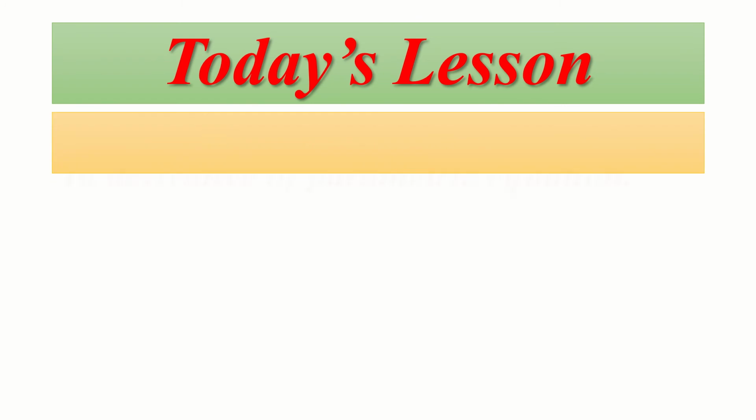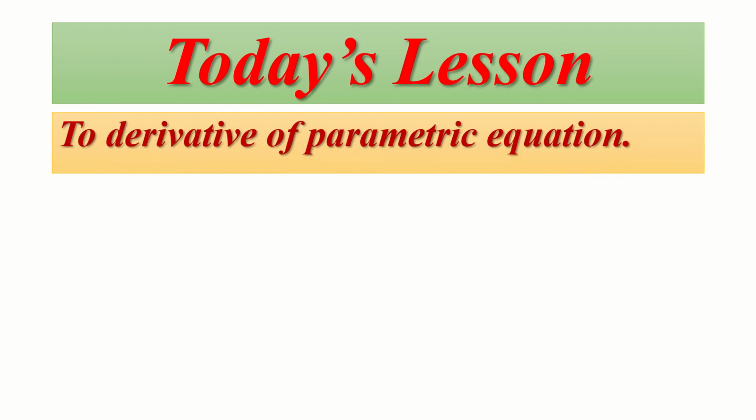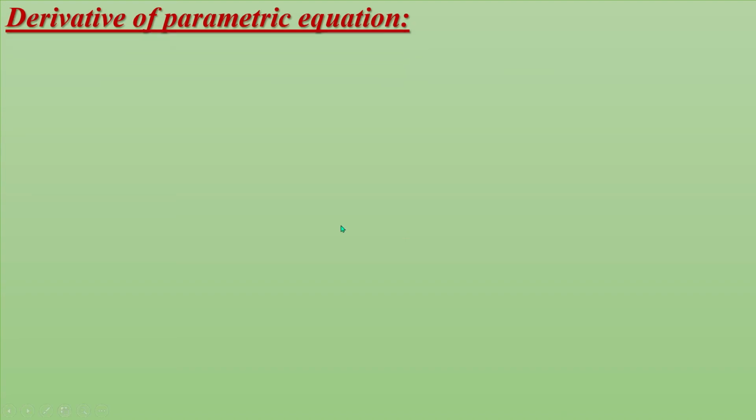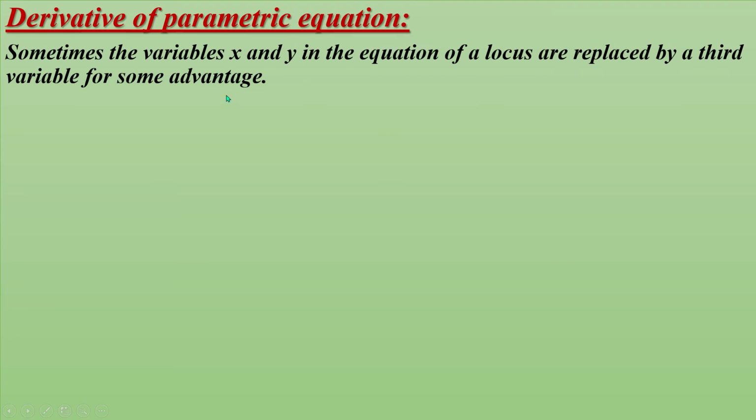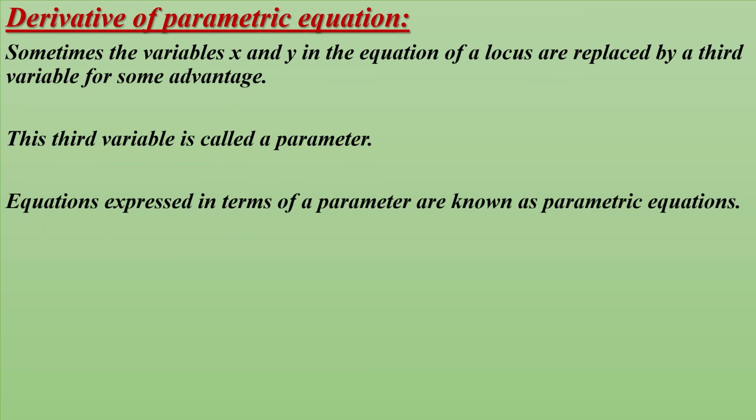Today's lesson: derivative of parametric equations. Sometimes the variables x and y in the equation of a locus are replaced by a third variable for some advantage. This third variable is called a parameter. Equations expressed in terms of a parameter are known as parametric equations.